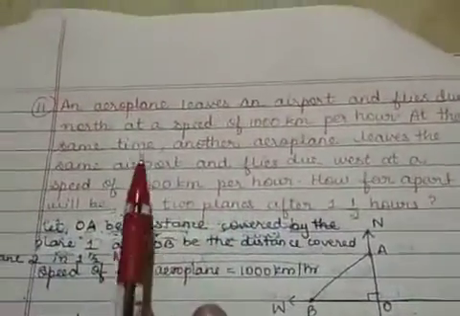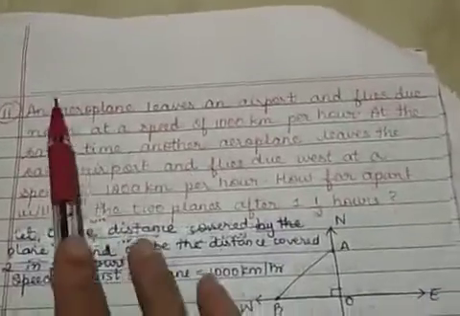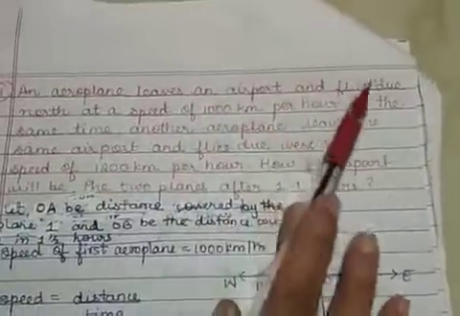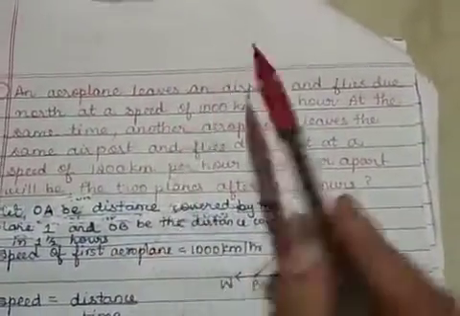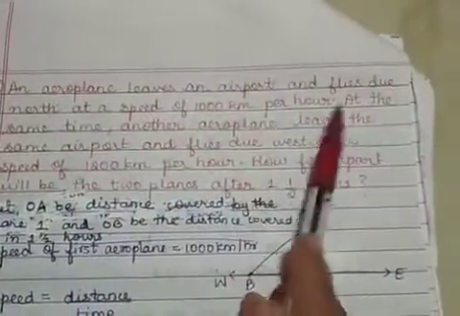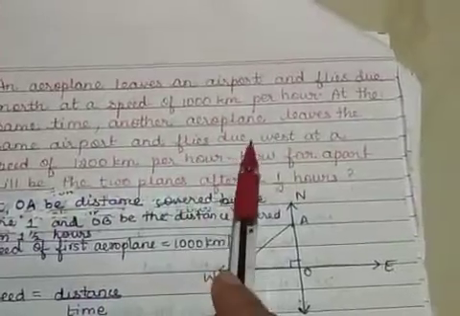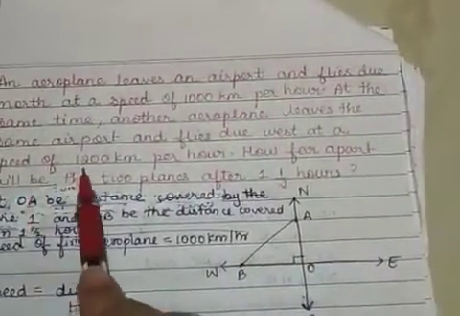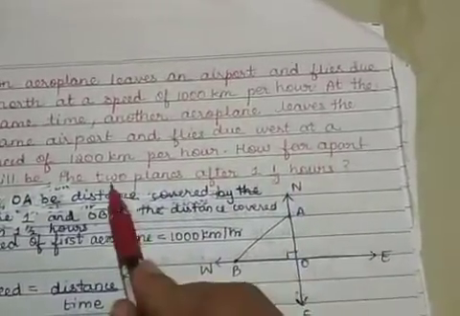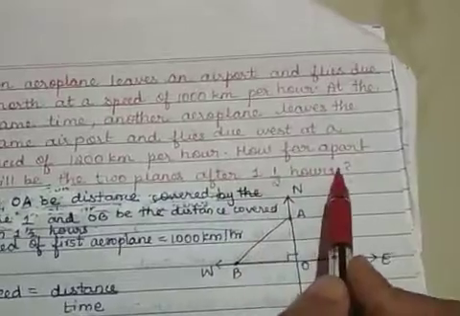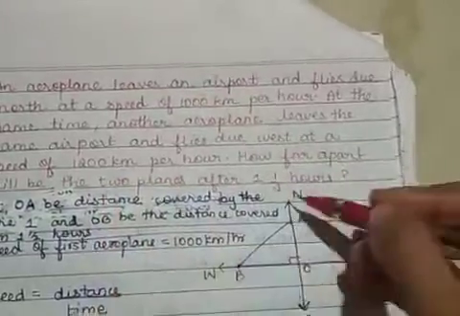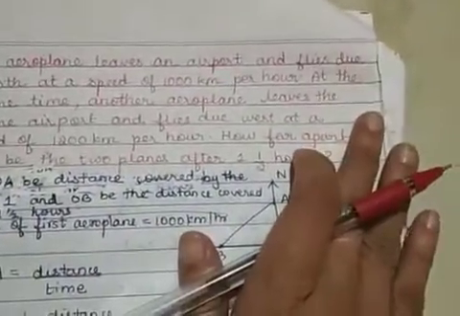Now let us solve the 11th question. The 11th question says, an aeroplane leaves an airport and flies due north at a speed of 1000 kilometers per hour. At the same time, another aeroplane leaves the same airport and flies due west at a speed of 1200 kilometers per hour. How far apart will the two planes be after 1.5 hours? So you have to find the distance of the two planes from each other after 1.5 hours.